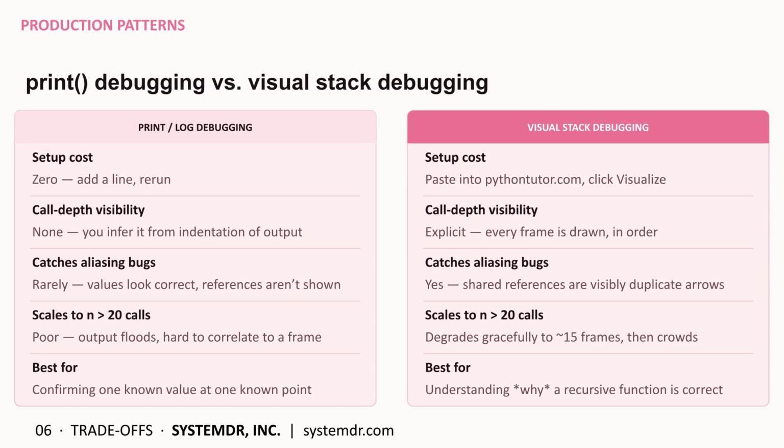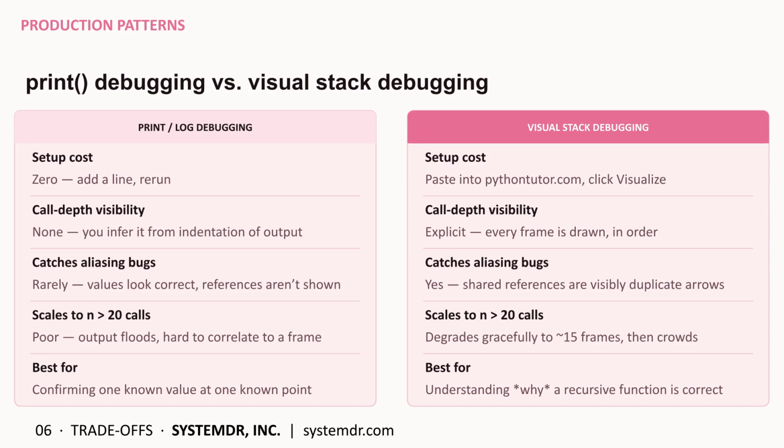But look at call depth visibility. Print debugging gives you almost nothing. You're inferring depth from indentation in a wall of output. Visual debugging gives you an explicit, ordered list of every active call. And on the exact failure mode we just walked through, aliasing bugs, print debugging essentially never catches them because it only ever shows you a value, never an object's identity. Visual debugging shows identity directly as those shared arrows.